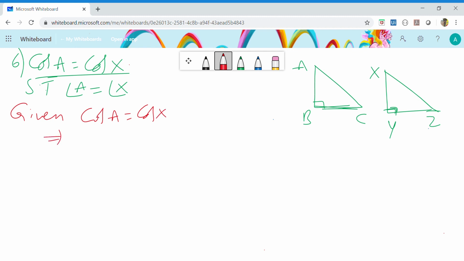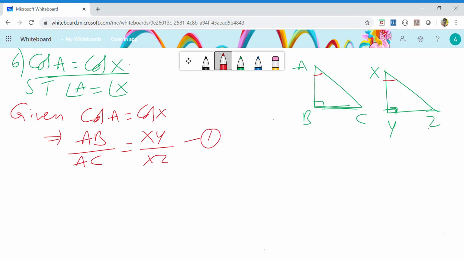This implies, what is the definition? Automatically, A and X, according to triangle ABC. Cos A means the side adjacent to angle A, which is AB, by the hypotenuse, which is AC. And cos X means the side adjacent to X, which is XY, and the hypotenuse is XZ. This is the first equation.